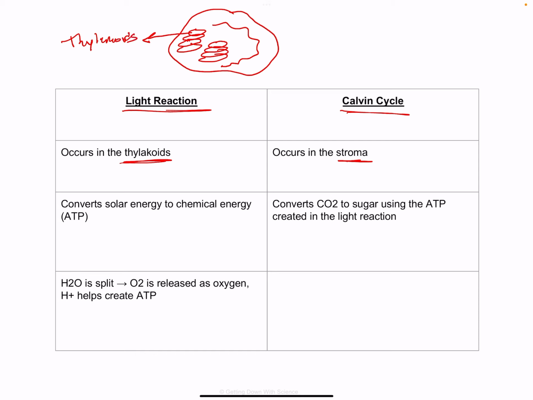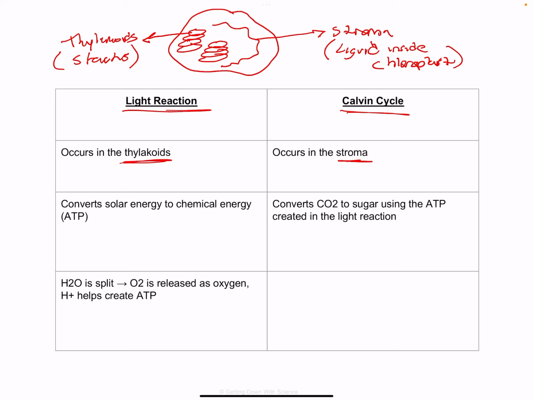Thylakoids. The liquid is your stroma. So that's going to be your liquid inside the chloroplast. And the thylakoids are these stacks inside the chloroplast. So the light reaction happens in the thylakoid, everybody. The Calvin cycle happens in the stroma. Very, very important to remember location, right?